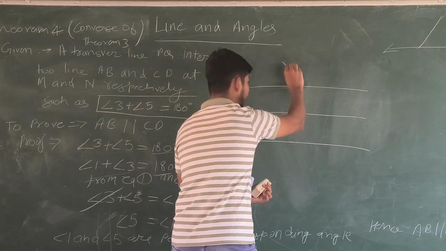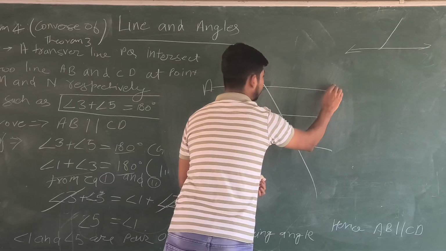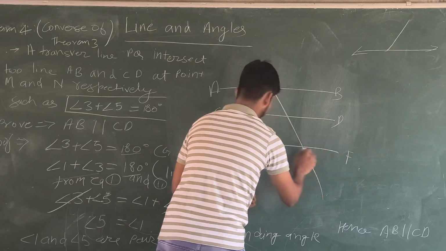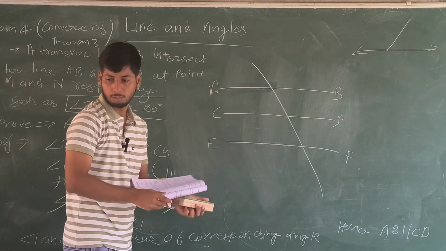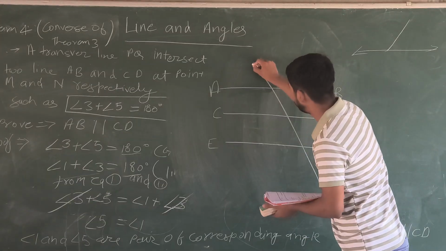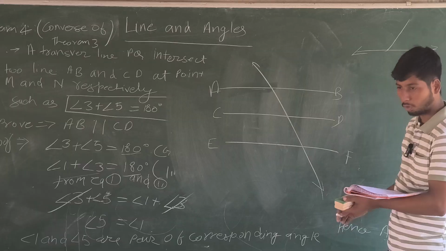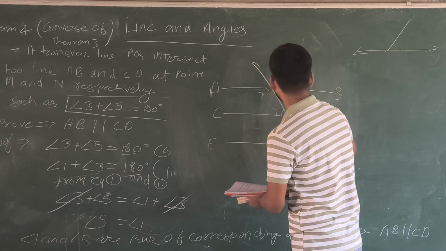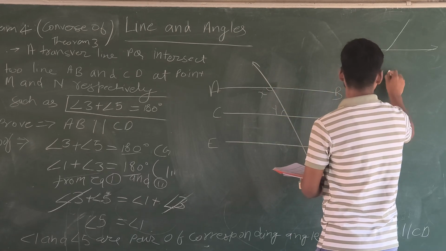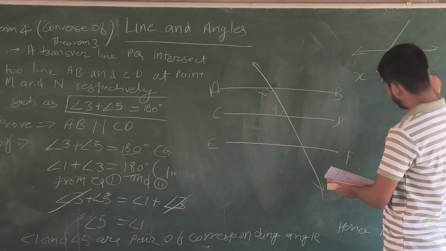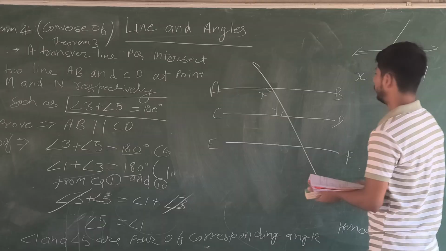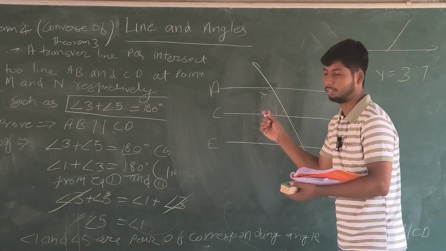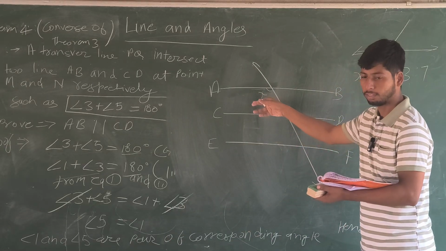There are three lines and a transversal intersecting them. These are the three parallel lines given, and a transversal line intersects all the three lines. So it is given that this one is x and this one is y, and x ratio y is given in 3:7. So these two, x and y, look at here. Don't see the solution.